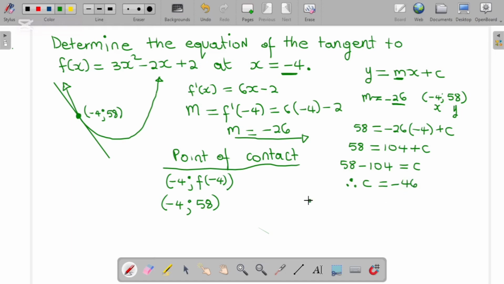Now we know that the equation of a tangent is going to be, what's the gradient? Negative 26x minus 46, the value of c. This will be the equation of a tangent at x equals negative 4.